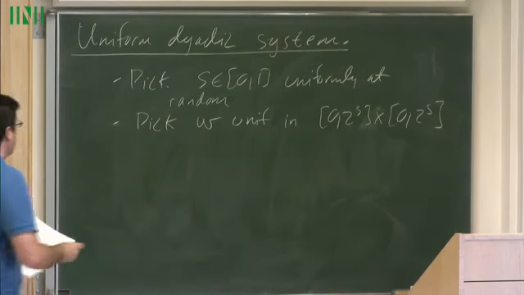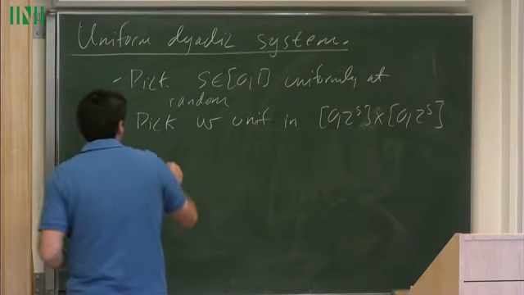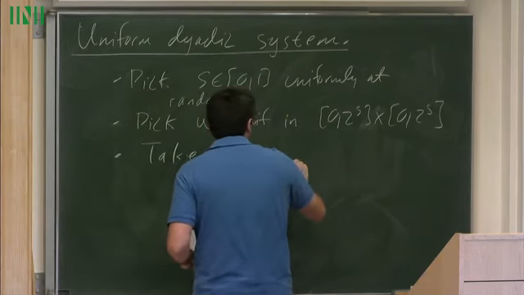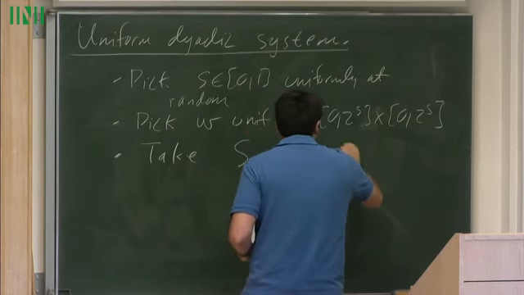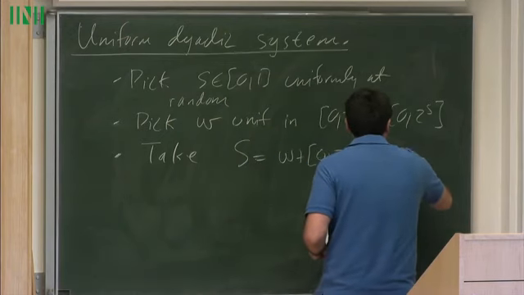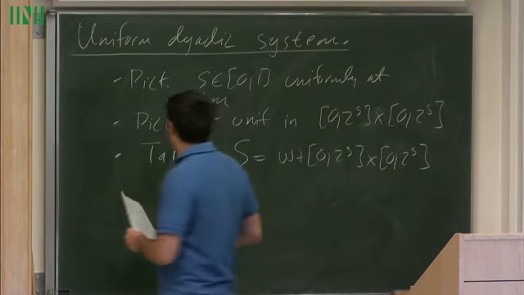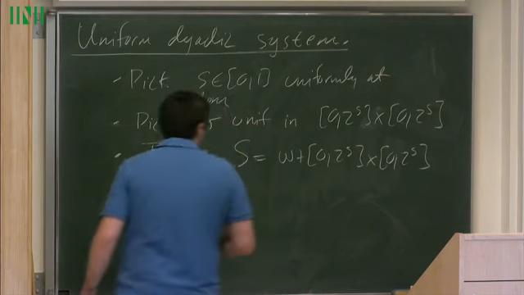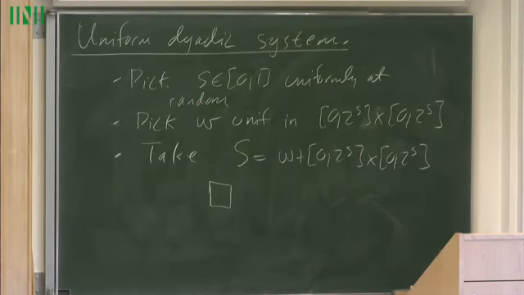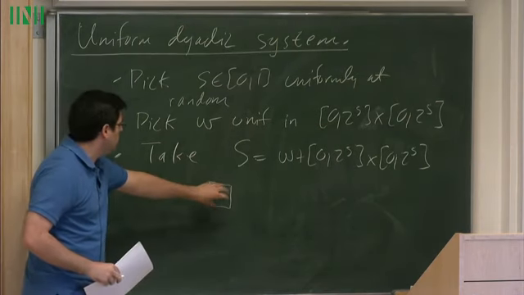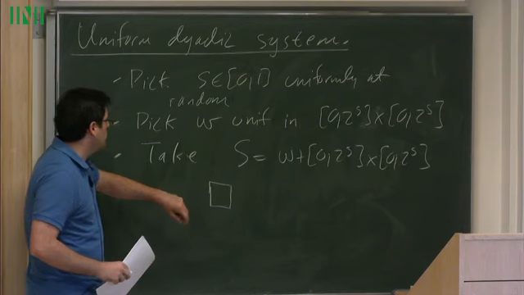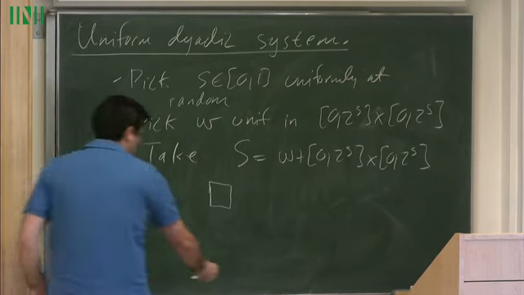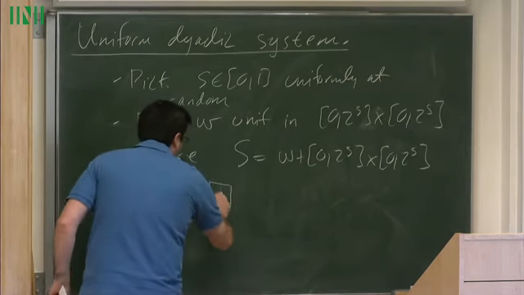And then you're going to take, in your dyadic system, the square S, which is equal to W plus this square. Okay, so this defines one square inside of your dyadic system. So maybe it looks something like this. And then once you have this square, because every square inside the dyadic system has to include its children, all four dyadic children, it's sort of determined everything that's going to happen inside.